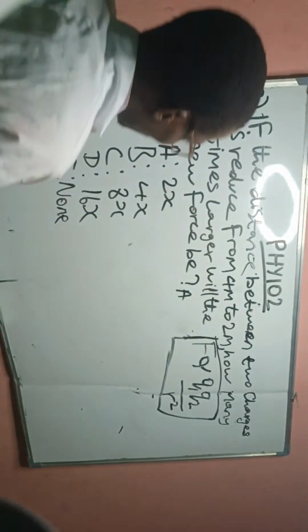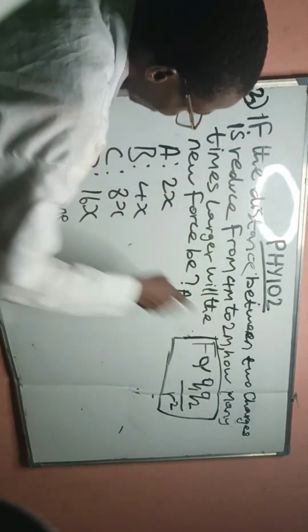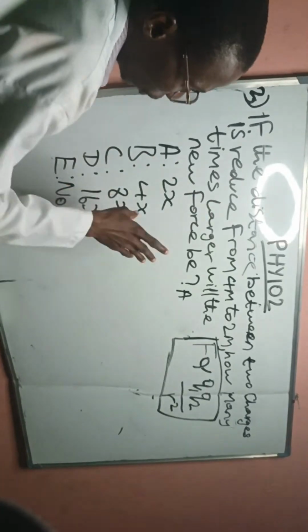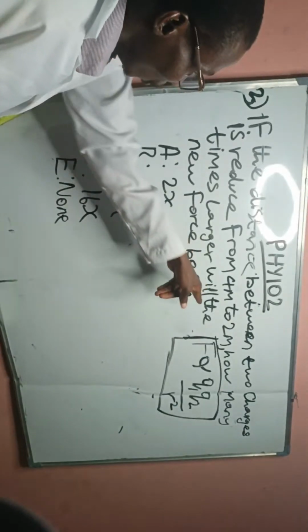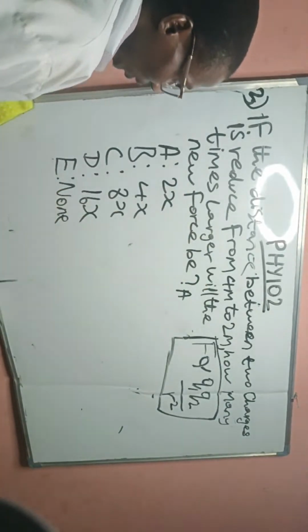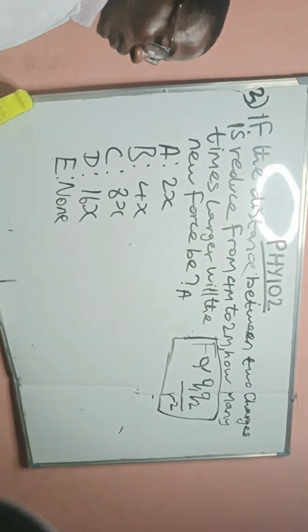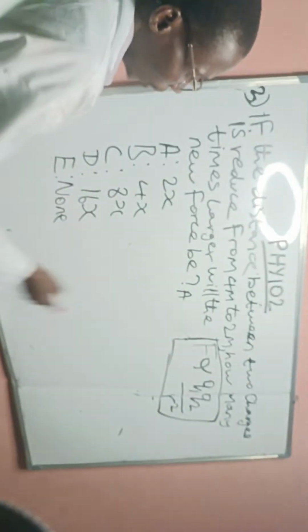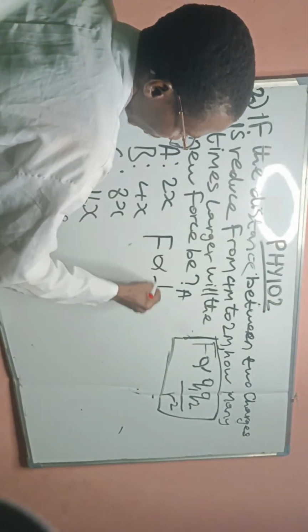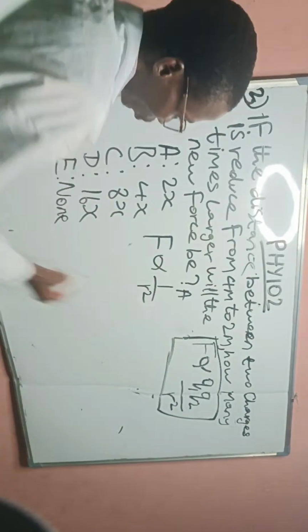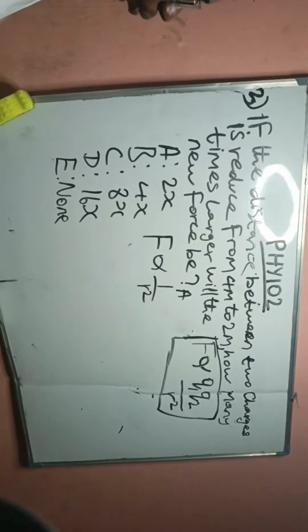And this will tell you that the question says if the distance between two charges is reduced from 4 meter to 2 meter, how many times larger will the force be? And remember the relationship between force and distance under Coulomb's law is that force is inversely proportional to r squared.